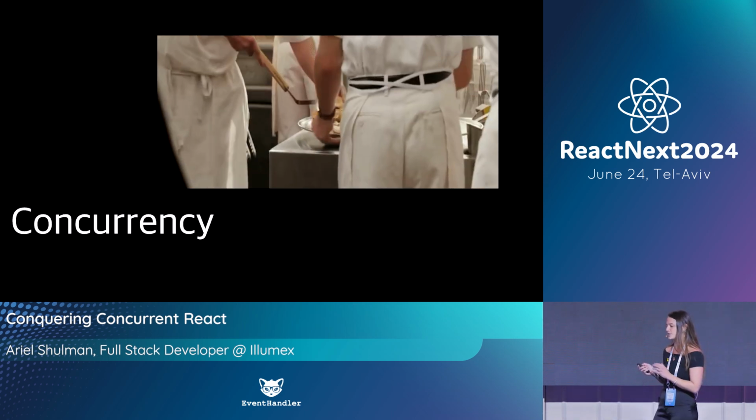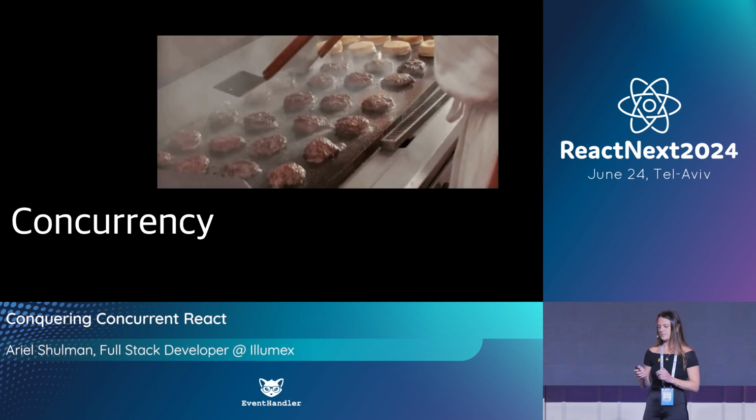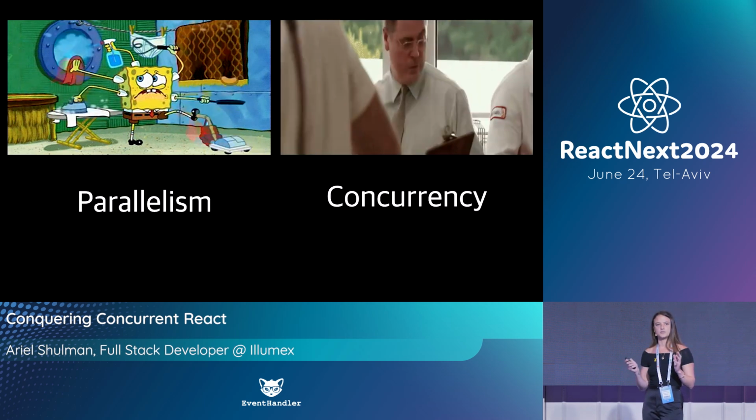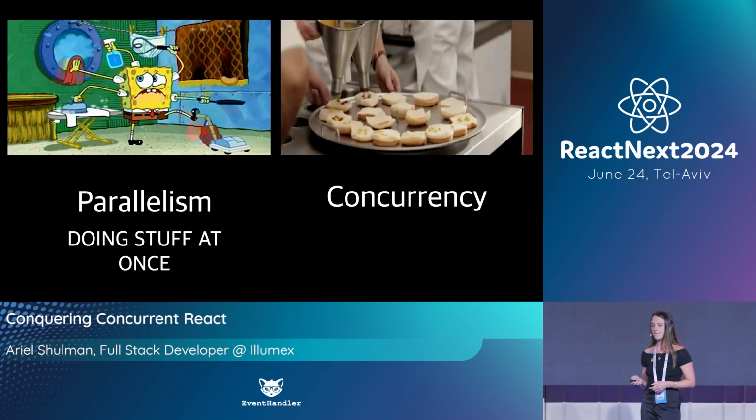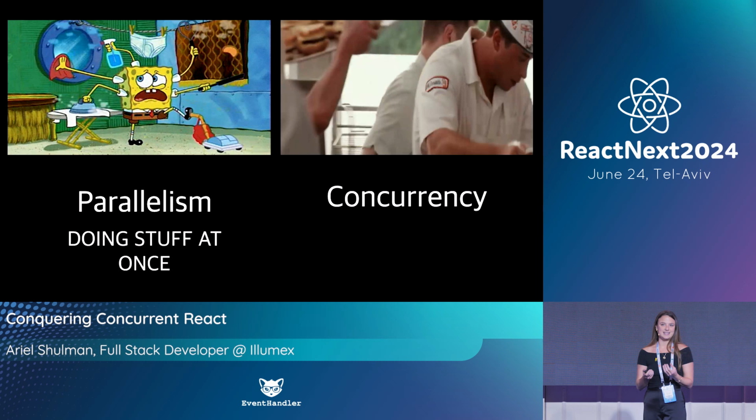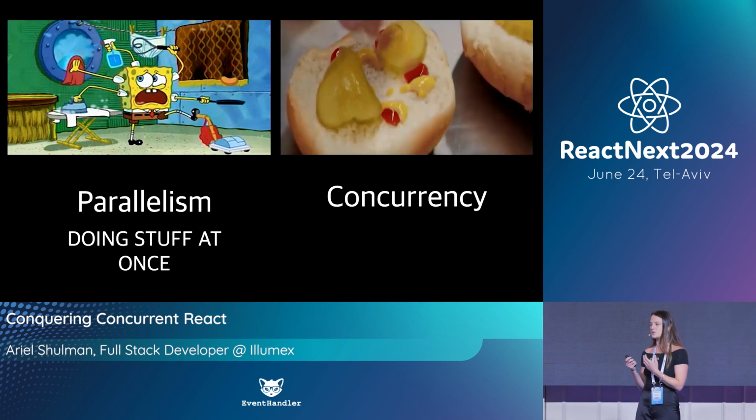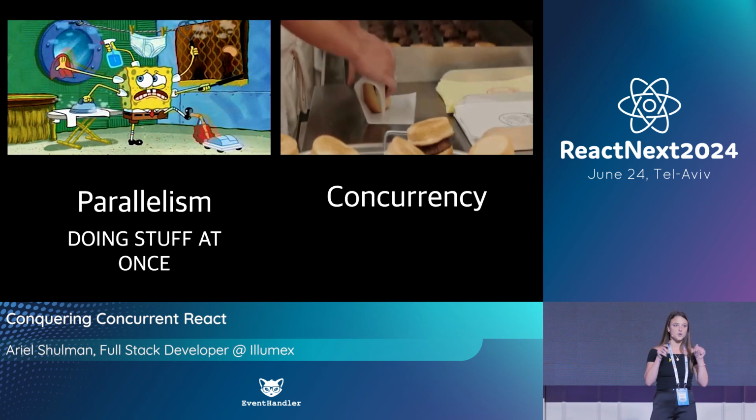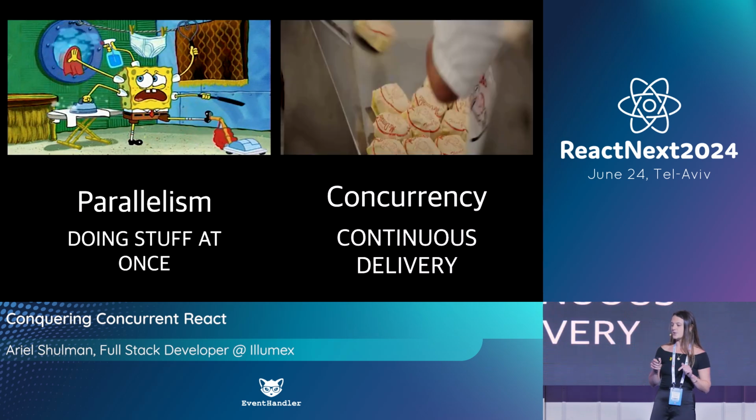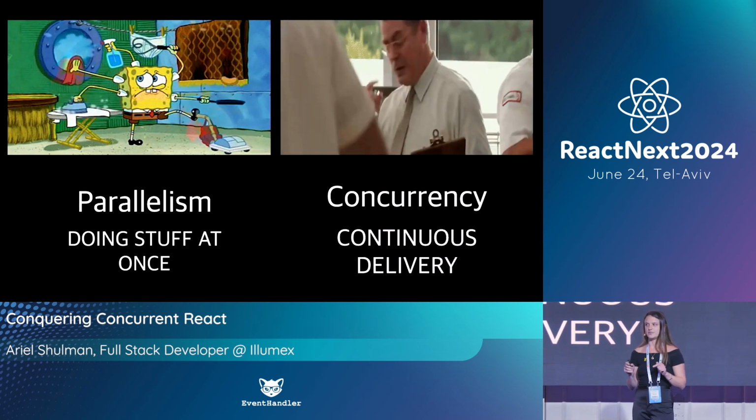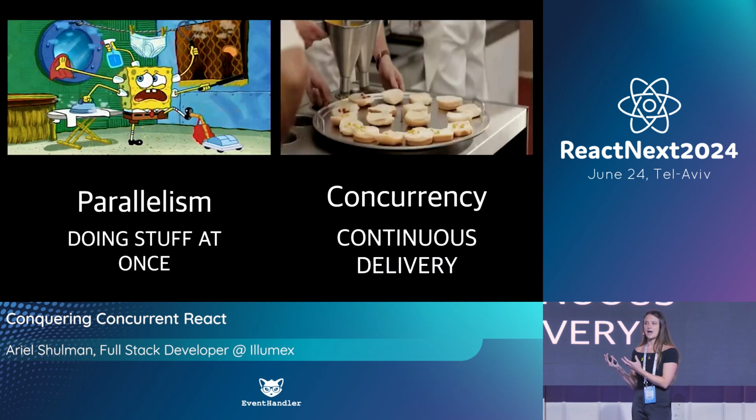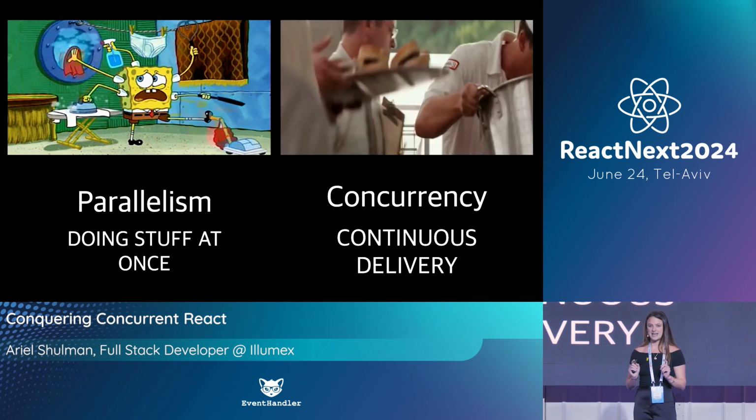Because this is what concurrency is really about, okay? Parallelism is just when you are doing stuff at the same time. But concurrency is an idea. It's an architecture. It's about finding the most perfect flow using your current resources so that you can continuously deliver. So, things could be happening at the same time, but that's not the point.